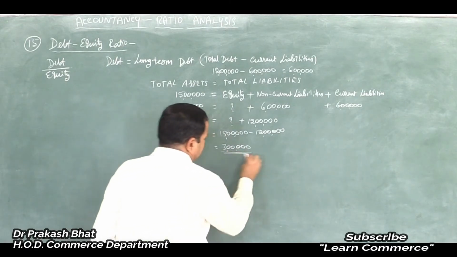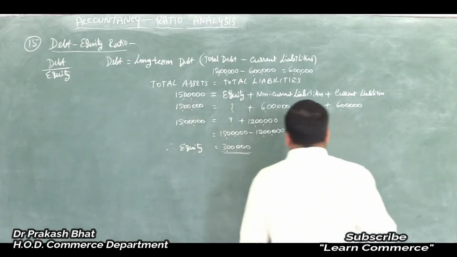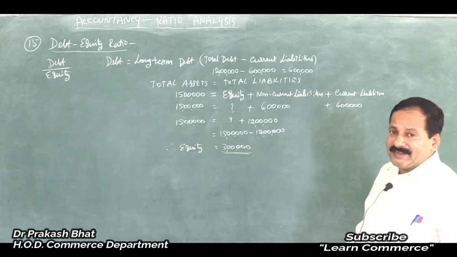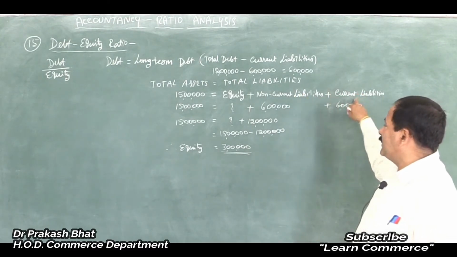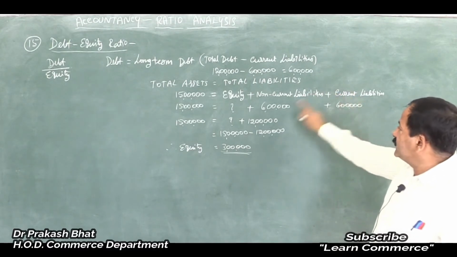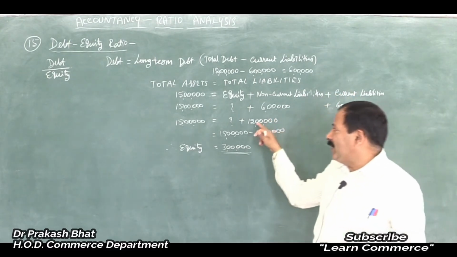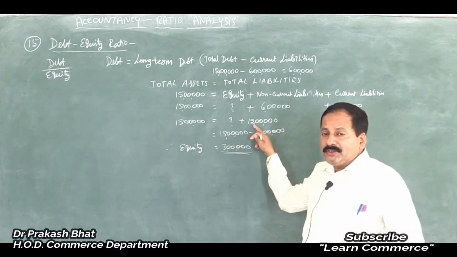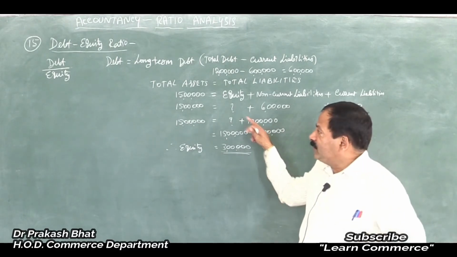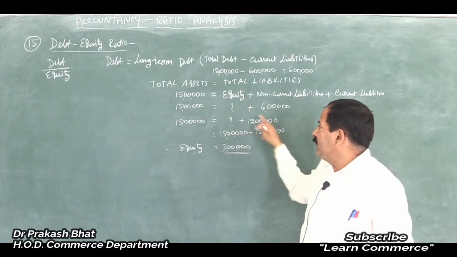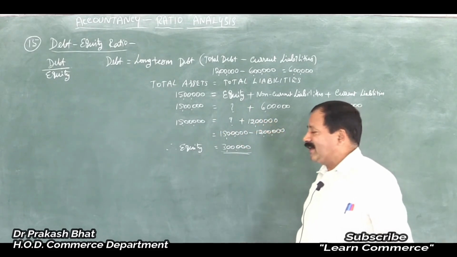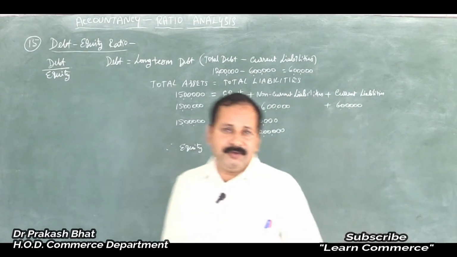Understood this? Very clearly given. Total debt is given. Total debt means non-current liabilities plus current liabilities, right? So 6 lakh each, total it will be 12 lakh. Total liability will be equal to assets, isn't it? Total assets are given in the problem, 15 lakh. So 15 lakh minus 12 lakh is equal to 3 lakh, which is the equity. That is how you have to derive it.